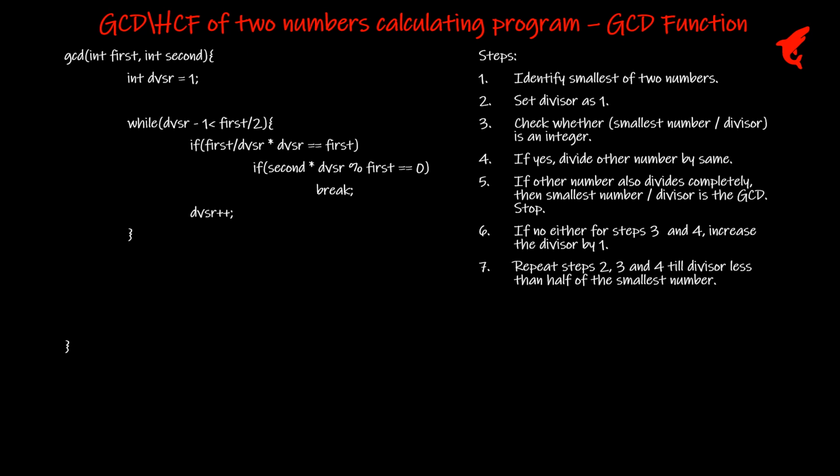And to do this repeatedly, we use a while loop till the value of divisor is less than or equal to half of first. Then a print statement to print the GCD result. And with a return 0 statement we end our function.